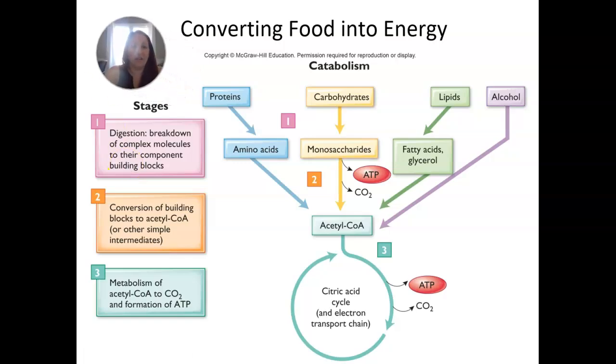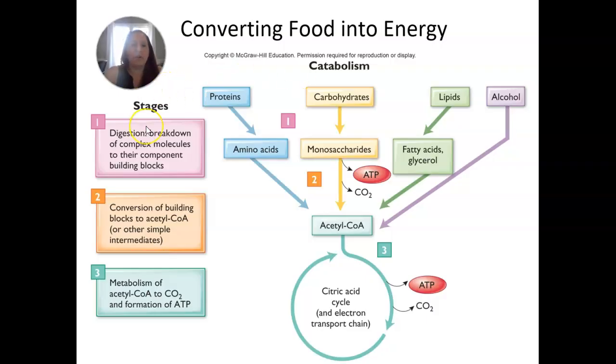Thermoregulation. Okay, so this is just kind of an overview showing how we can convert food into energy. And so again, this is called catabolism. These are catabolic or breakdown reactions in which larger molecules are broken down into smaller molecules, and in the process, ATP is going to be produced.